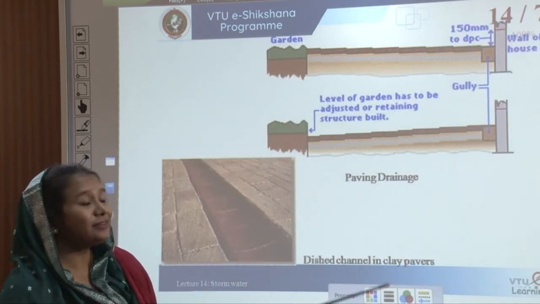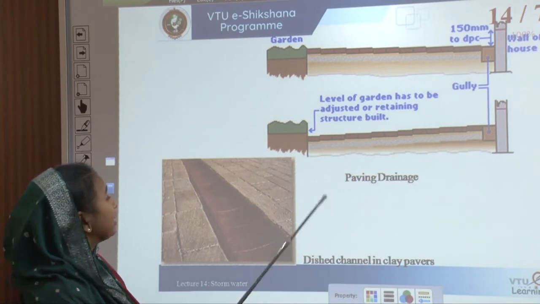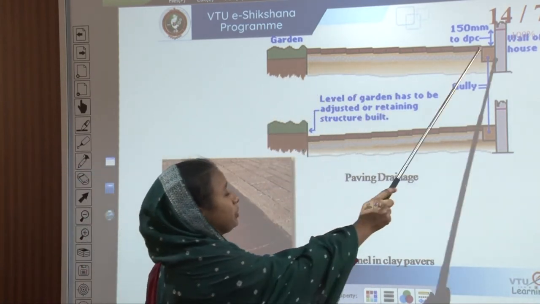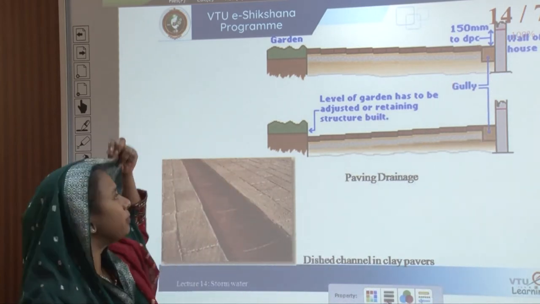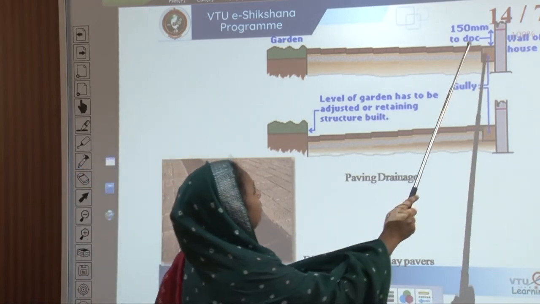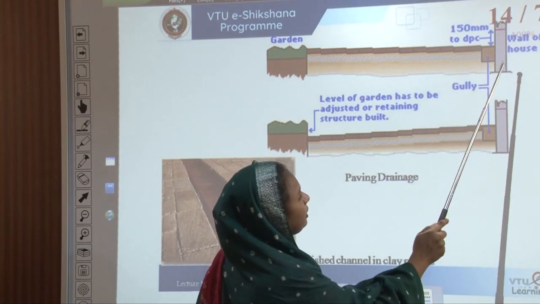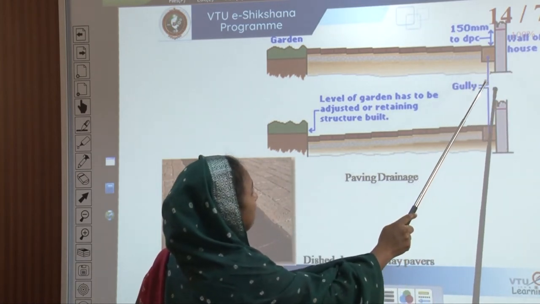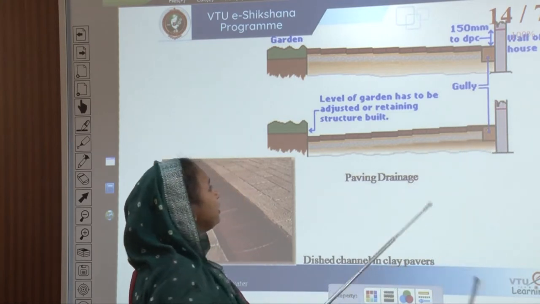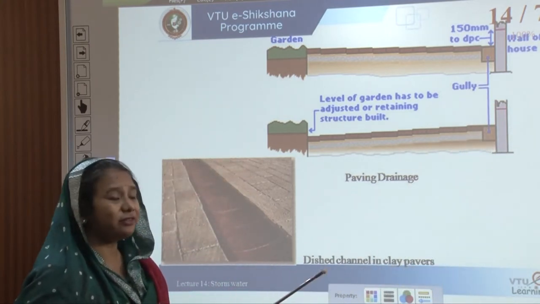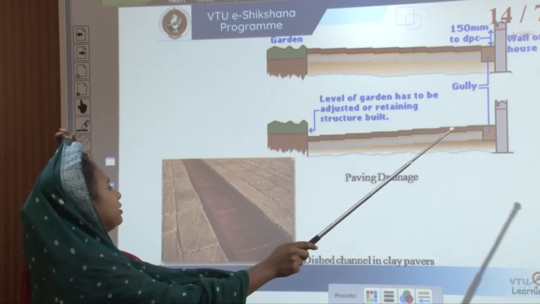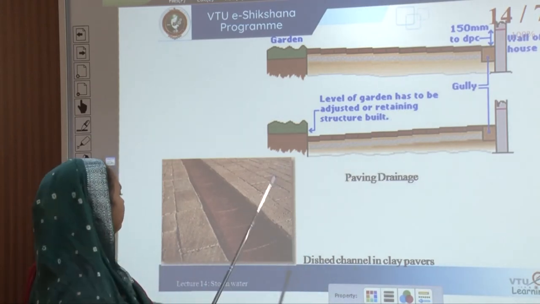If you notice a section of a particular garden, this is a garden and you have a surface which has been worked out for pavement, you can always have a 150 mm DPC provided right at the edge of the house and then provide a gully there. The gully would adjust or retain the structure based on the level of water that is coming. So, that is how the drainage is paved all along the surface.